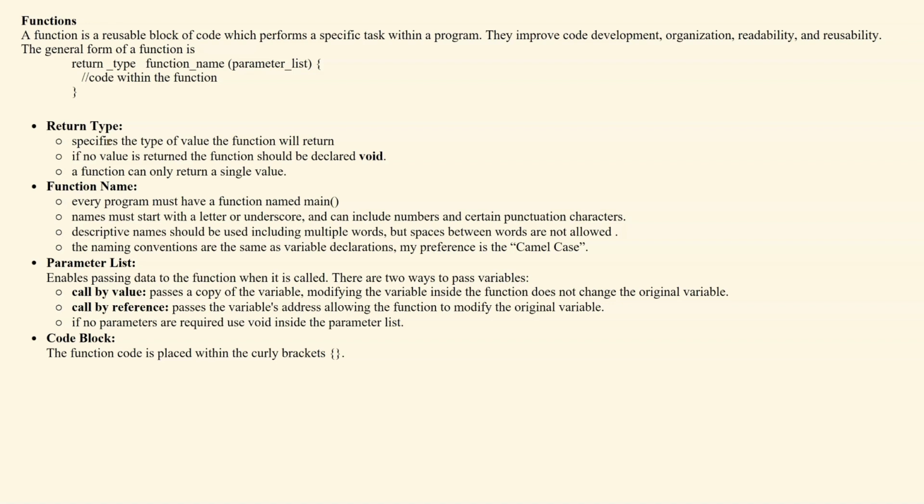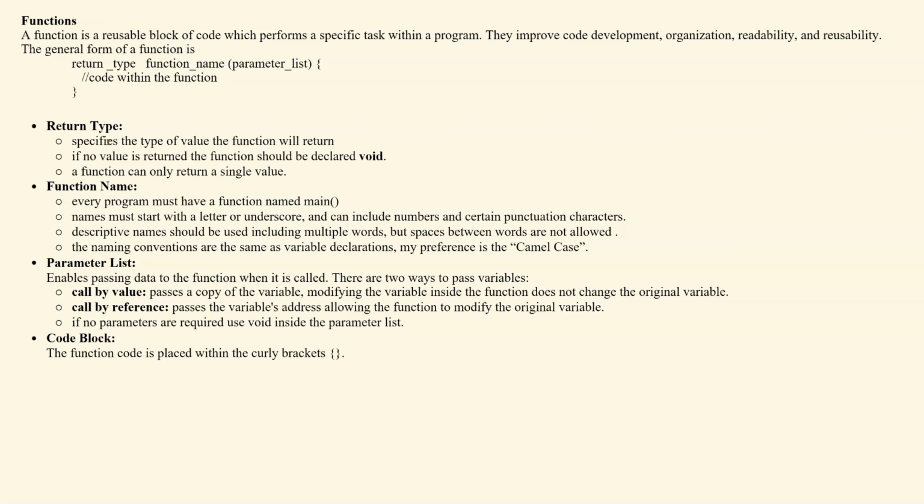Function names. Every program must have a function named main. The other functions must start with a letter or underscore and can include numbers and certain punctuation characters. Use descriptive names in your function naming, including multiple words. However, spaces between words are not allowed. And the naming convention is the same as the variable declarations. My preference is camel case.